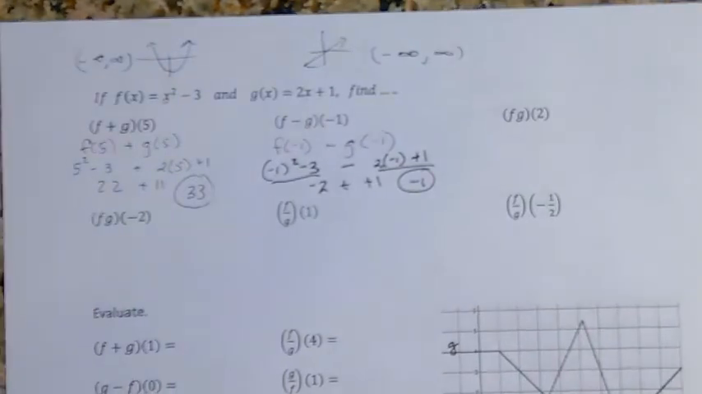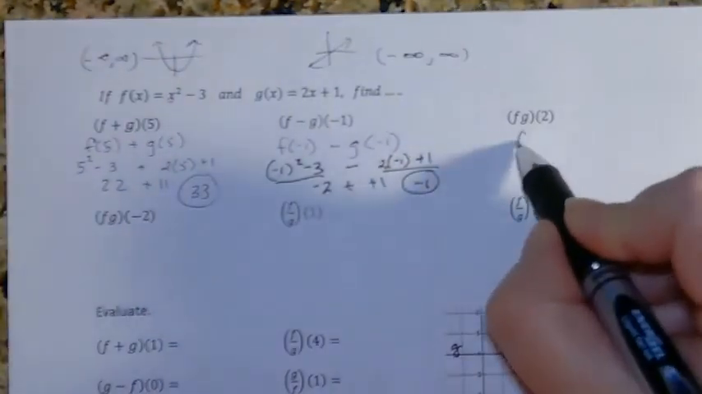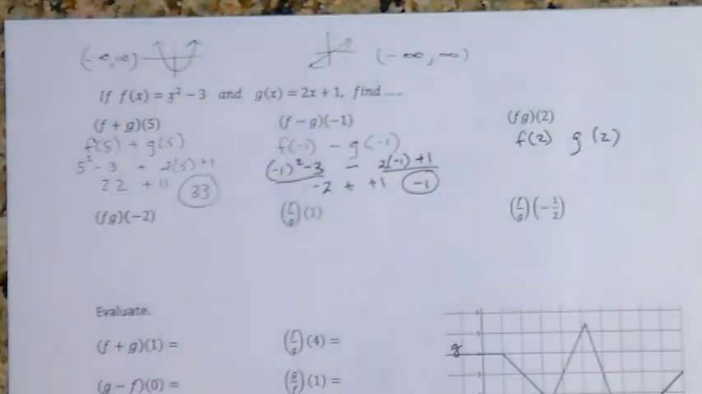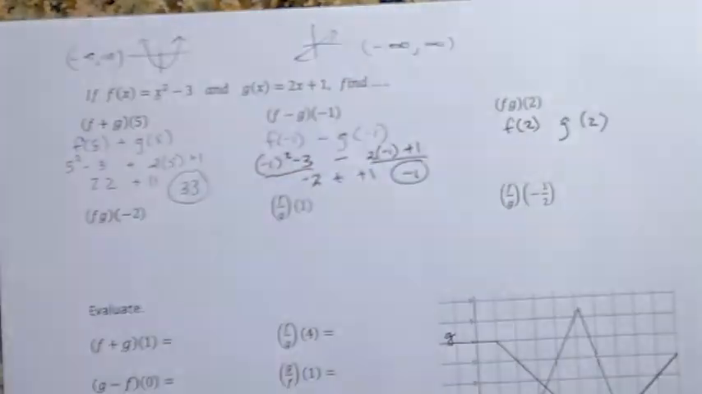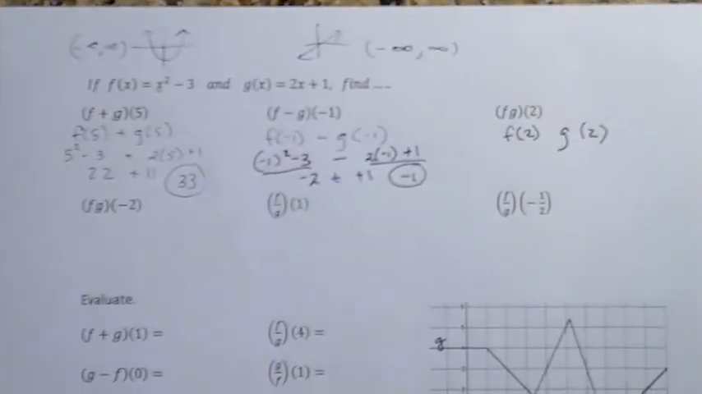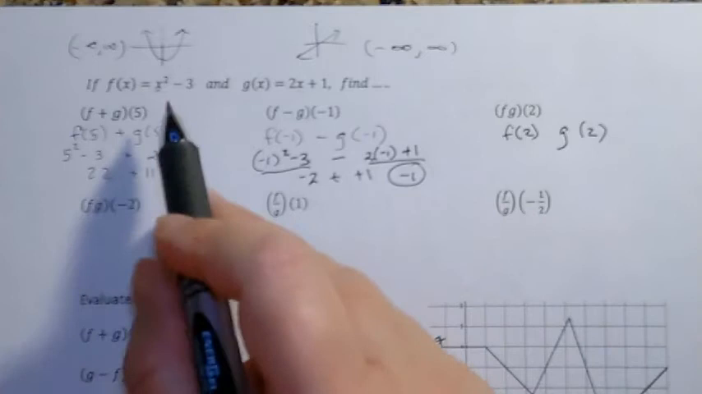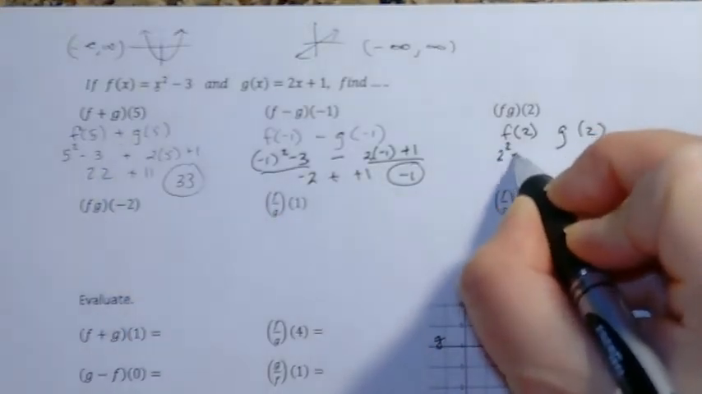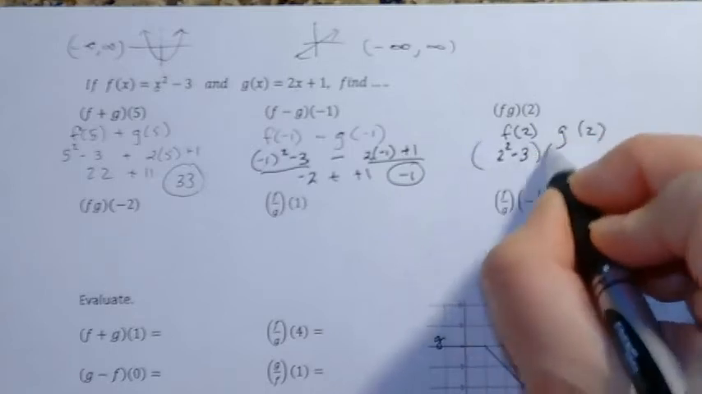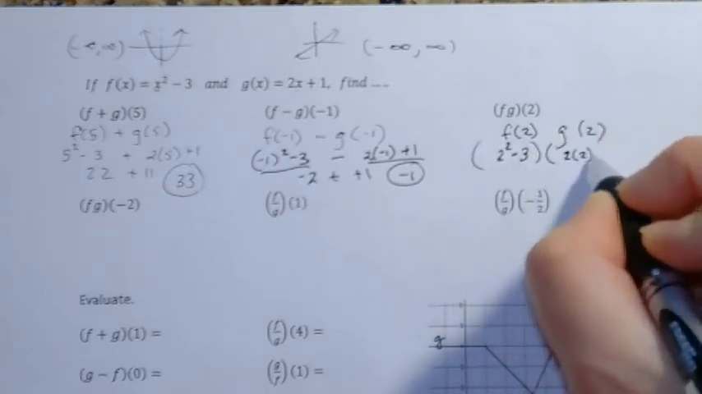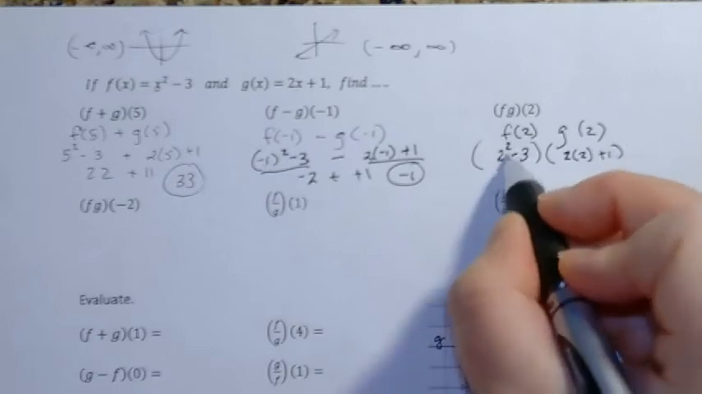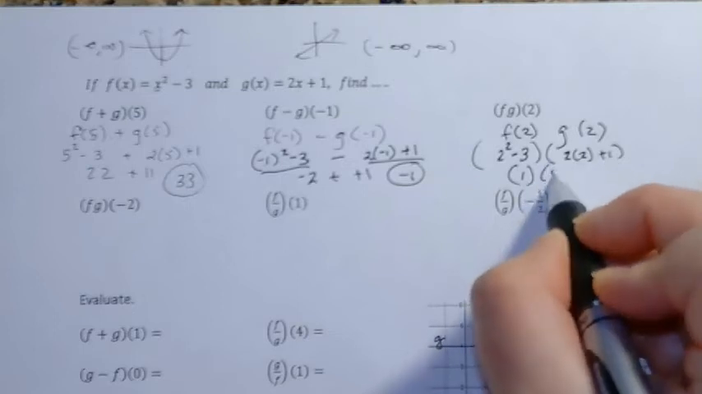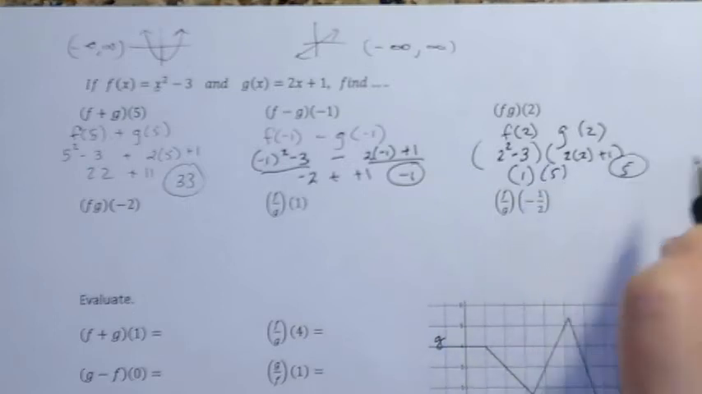Okay, let's think about multiplying. So this time I want to find f of 2 and multiply g of 2. F of 2 times g of 2. So let's go put 2 into the f function. So I'm going to have 2 squared, subtract 3, and then I'm going to times that by 2 times 2 plus 1. 2 squared is 4, subtract 3 is 1, 4 plus 1 is 5, and 1 times 5 is 5.